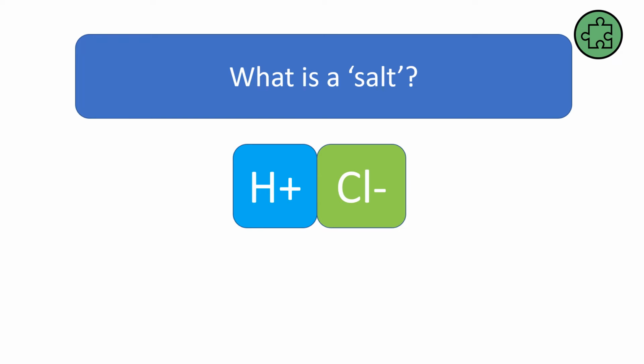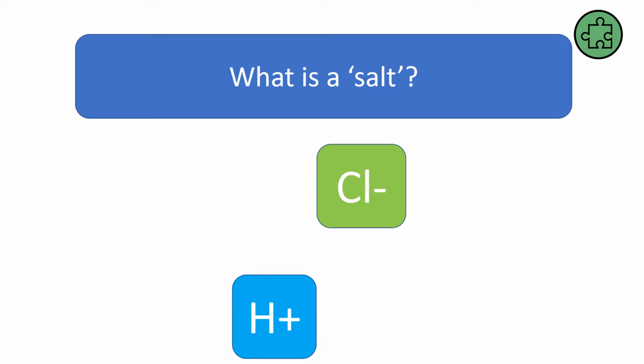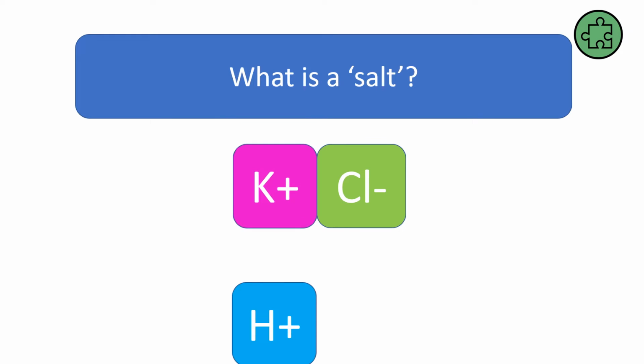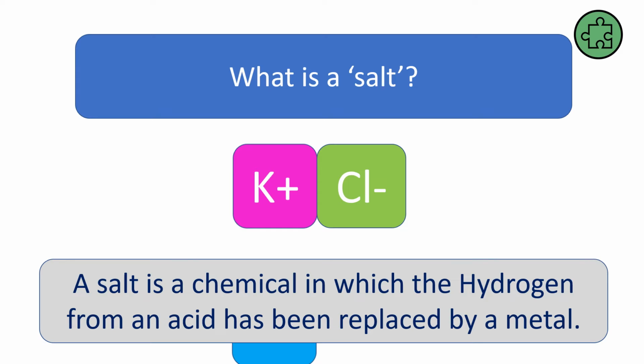So if you look at the example in the diagram here, you can hopefully recognise I have got the ions involved with hydrochloric acid, HCl. Now in a reaction, if that hydrogen ion is displaced or removed or taken away, and a metal atom or a metal ion is taking its place, you would make a salt. In this example, this is potassium chloride. So a salt by definition is a chemical in which the hydrogen from an acid has been replaced by a metal.